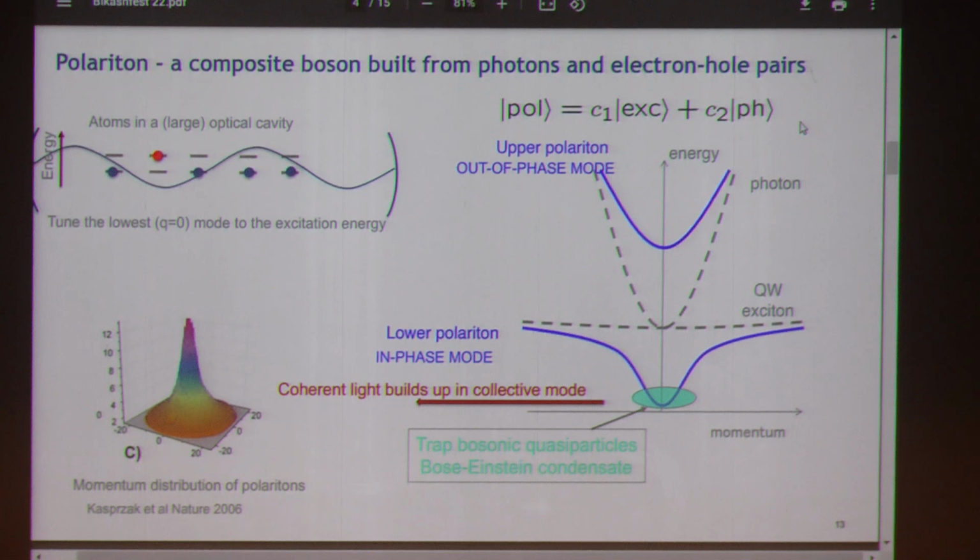And the way we can tell that in the experiment is it means that there will be coherent light, because light is part of this complex system that will build up in this zero momentum mode. And actually, around about 15 years ago, that was achieved. The picture that you're looking at on the left is a measurement of the momentum distribution of these polaritons in a semiconductor system, which was developed over years ago. So next slide, please.